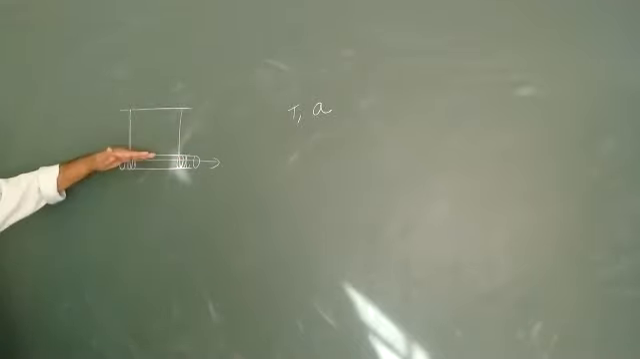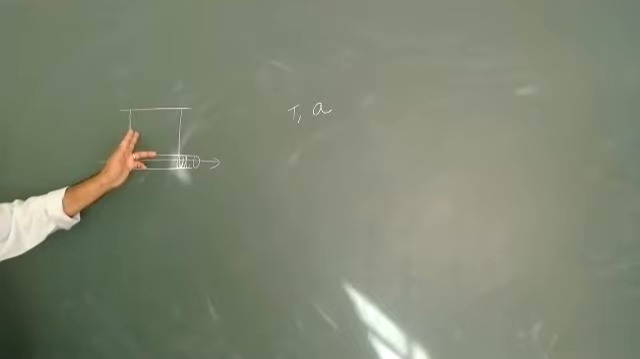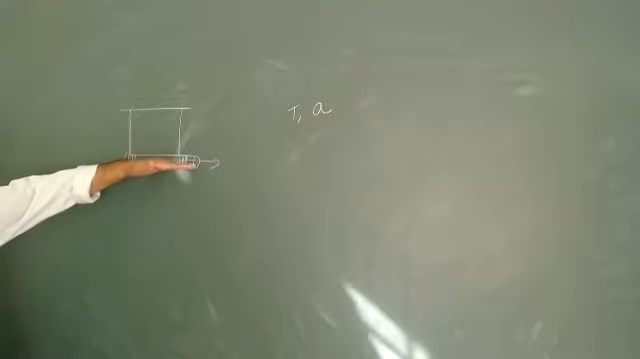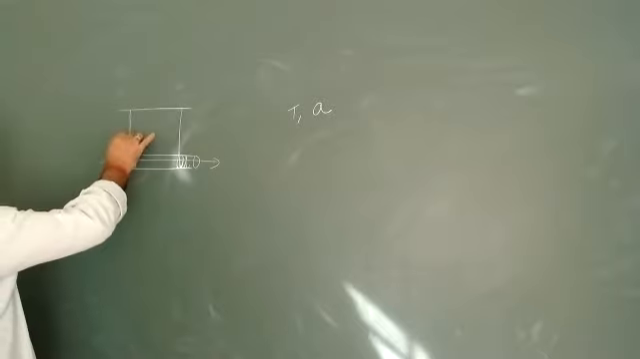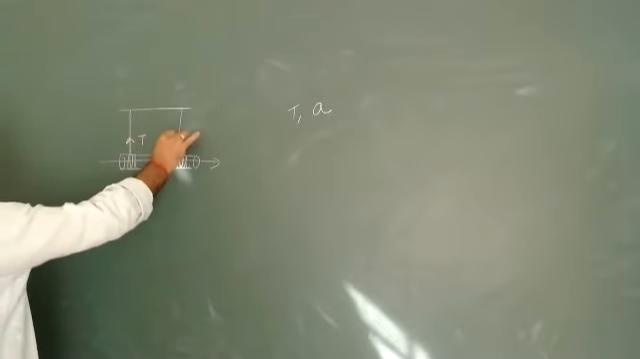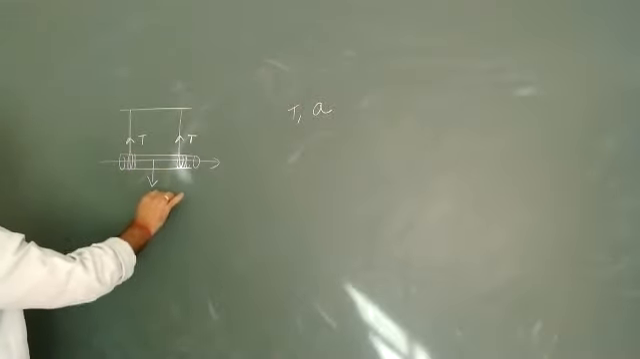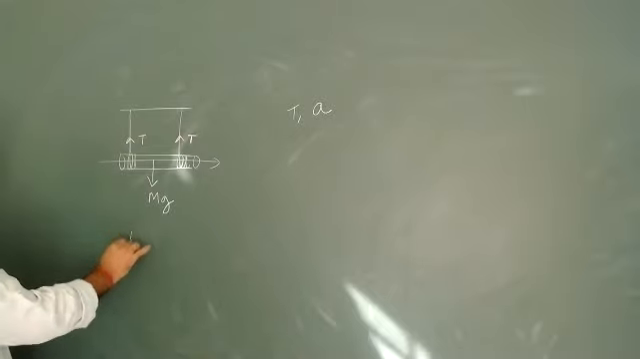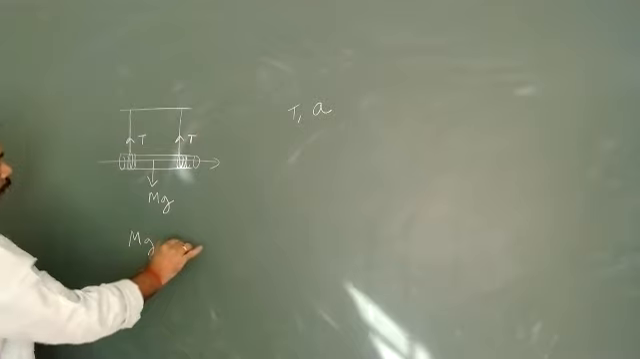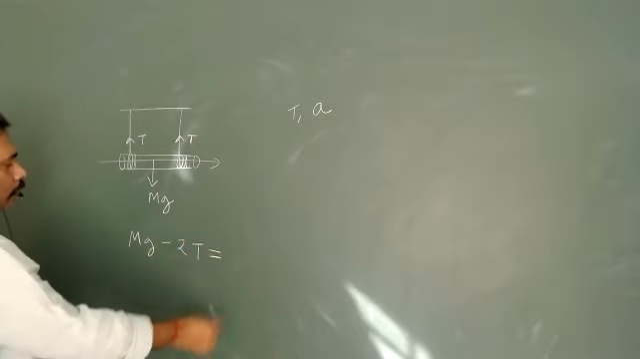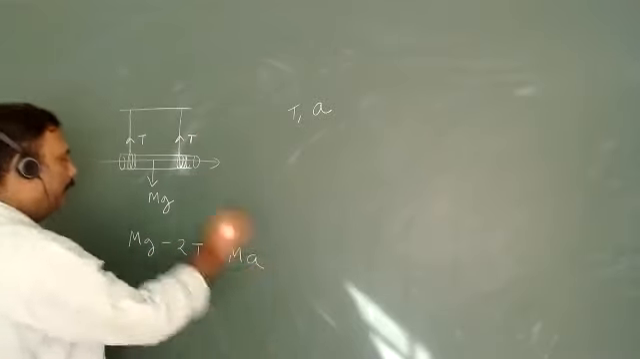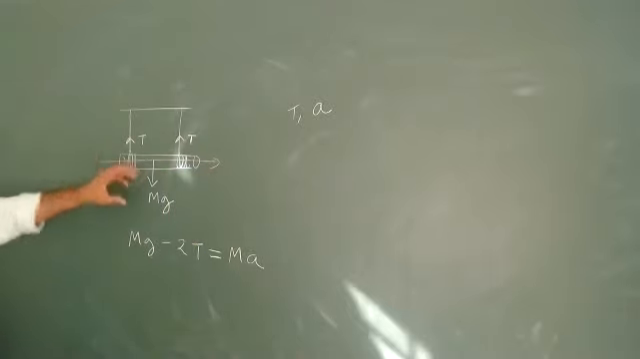Okay, but if it is not horizontal, then will this tension be the same or different? Different. But if it is horizontal, then this tension will be always the same. So you have this tension T, this tension T, and we have weight mg. So what will happen? This weight mg minus 2T is equal to what? M into A.